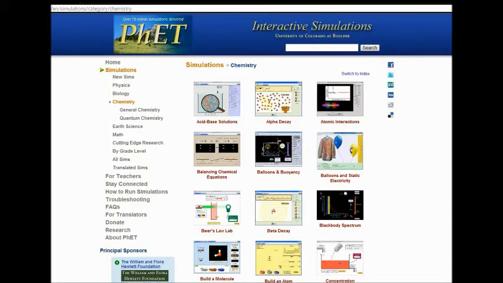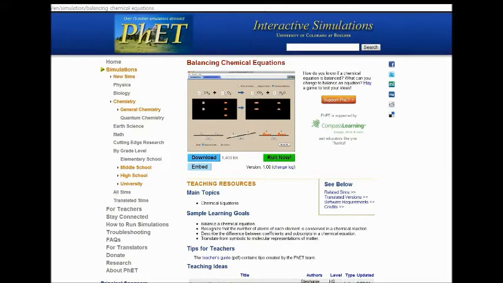Among these simulations is a very useful resource for chemistry teachers. The application is called Balancing Chemical Equations. Let's have a quick look at what this software can do.